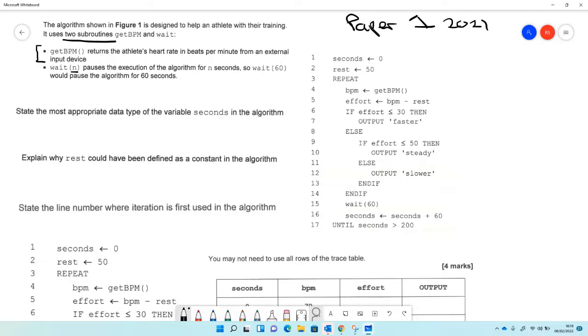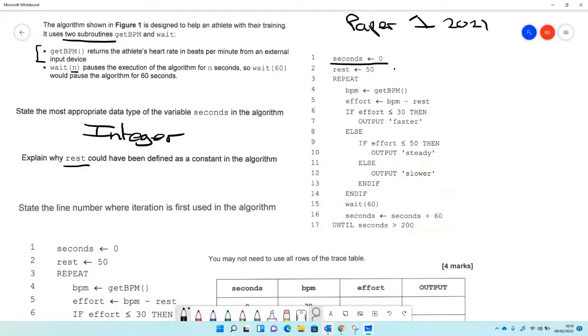So here's the algorithm on this side. It's got some line numbers that they put on the paper to try and help you with answering some of the questions. They don't actually have anything to do with the code. State the most appropriate data type for the variable seconds. Well, seconds is initialized as a zero, and it's used down here where we add 60 onto it. So integer seems reasonable. Whole numbers, so integer seems okay for that.